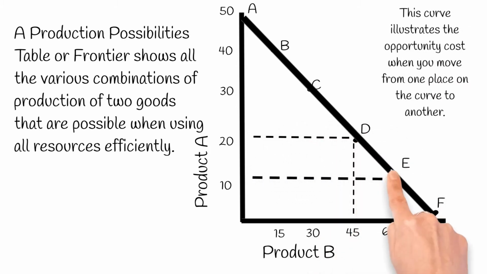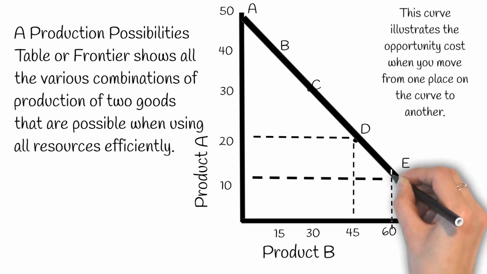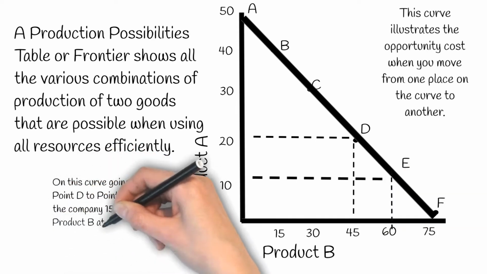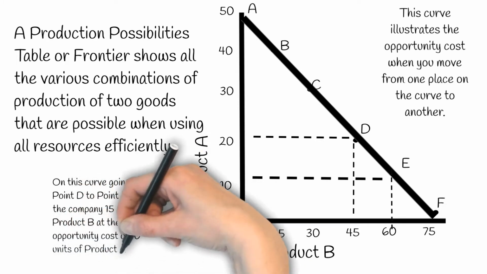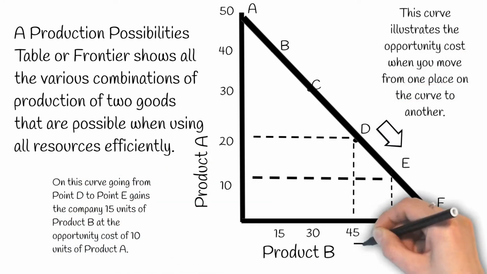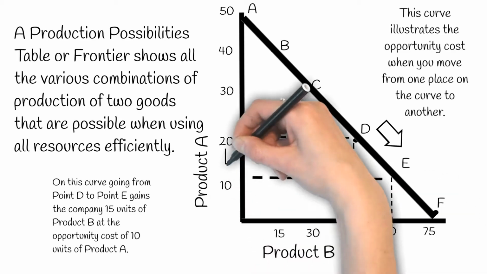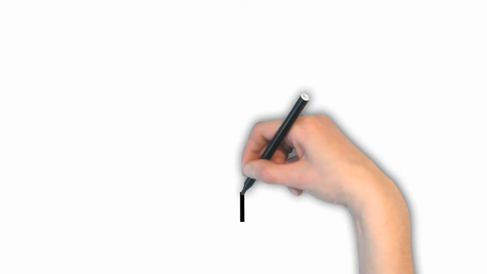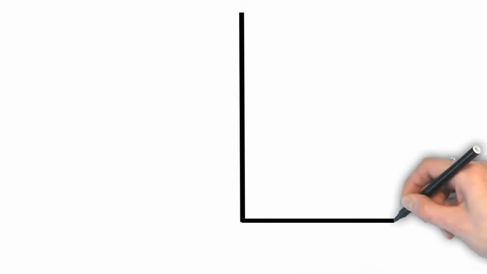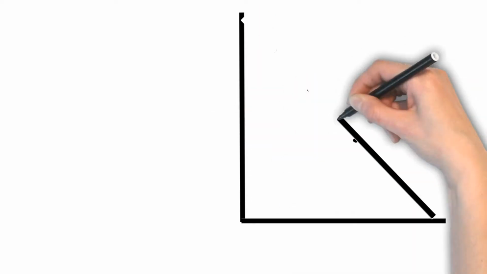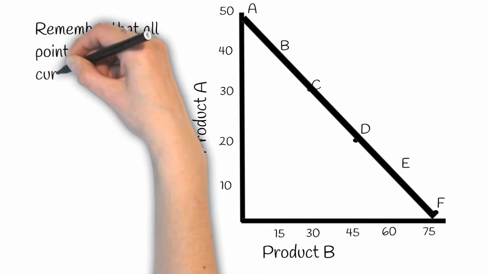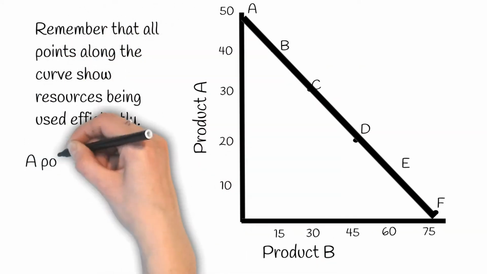So as you see, when you move from point D to point E on the curve, you may gain 15 units of product B, but that will cost you 10 units of product A. You can calculate the opportunity cost from one point to the next. Every point on the production possibilities curve is an efficient use of resources and is just a choice you make about how you want to use those resources.